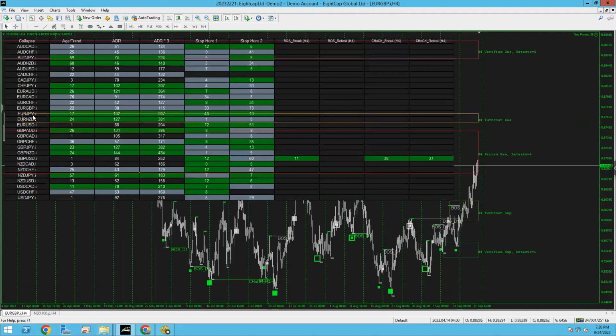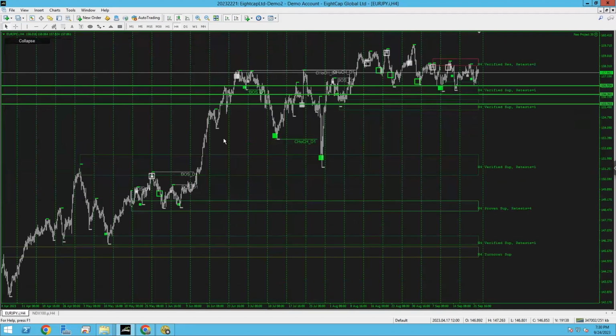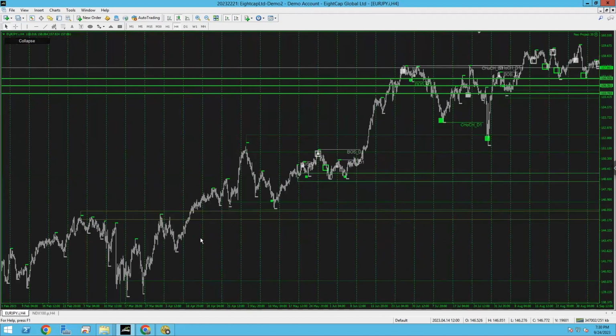Euro JPY right here. So look, Euro JPY, boom. Look at this one. This is stupid. We had a break here on the turncoat on the daily, a 500 pip buy. We had another turncoat here. This was a 700 pip buy. If you did hold it from here to here, I know nobody's going to really hold trades like this, but some people might.